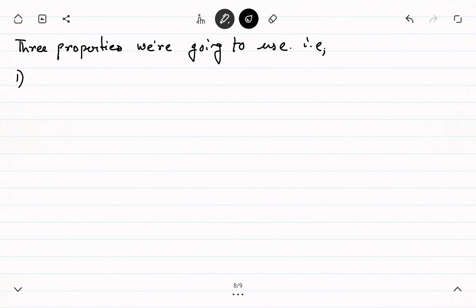One is the limit as n approaches infinity of the summation with m running from n plus 1 up to infinity of n factorial by m factorial, which equals 0.